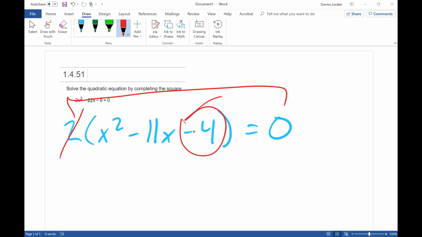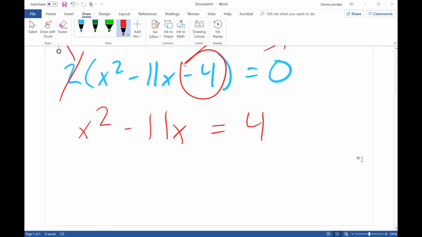What I'm going to do is get this 4 over. So I'm left with x squared minus 11x equal to 4. That's going to be my first step. And now I'm just going to focus in right here. So right now I have a binomial on the left, and I want to add half of the b term, which is this term right here in front of the x.